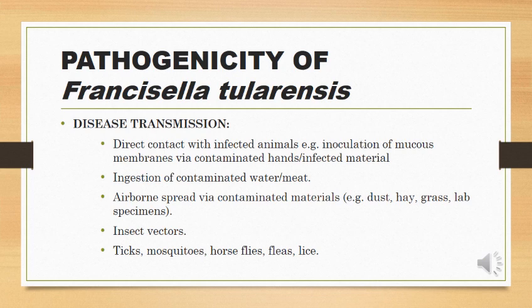Pathogenicity of Francisella tularensis. Disease transmission. The disease is transmitted through direct contact with infected animals, for example, inoculation of mucous membrane via contaminated hands or infected material. It may also be transmitted through ingestion of contaminated water or meat. It is transmitted through the airborne route via contaminated materials, including dust, hair, grass, lab specimens, etc. Insect vectors like ticks, mosquitoes, horseflies, fleas, lice, etc. can also transmit the disease.